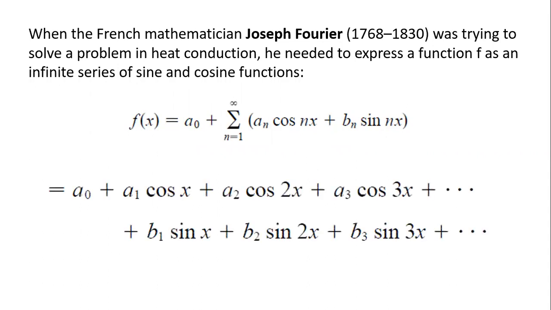So we can expand this given equation in this form. Of course, a sub naught is a constant. If the n value here is 1, we can generate these two terms, a sub 1 cosine x and b sub 1 sine x. If n is equal to 2, we can generate these two terms, a sub 2 cosine 2x plus b sub 2 sine 2x, and so on.